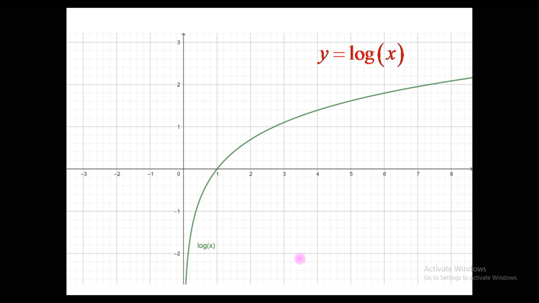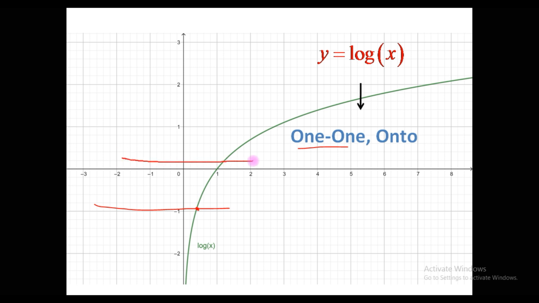Y is equal to log of x is the function. Now we need to check whether it is 1-1 or onto. How do we check whether some function is 1-1 or not? There is something called the horizontal line test. If you draw a horizontal line, it should intersect the graph only at one point. Here also, it intersects the graph only at one point. Any horizontal line you draw should intersect the graph only at one point. Then that kind of function is called a 1-1 function. Now this is a 1-1 function.